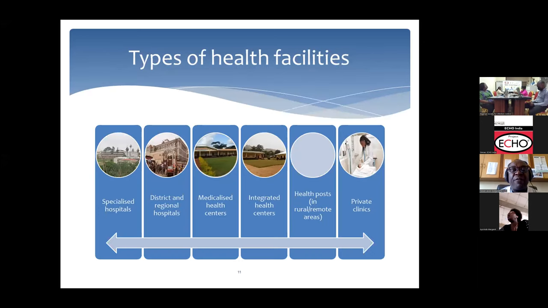And the health facilities range from specialized hospitals, district and regional hospitals, medicalized health centers. Those are health centers that have medical doctors. And then we have integrated health centers, which are more in the rural areas. And then we have what we call the health posts. Health posts are small facilities that are found in very remote communities and are usually run by the community under the technical supervision of a health provider.